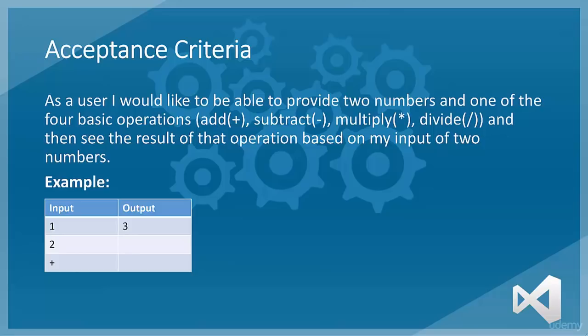We have three inputs. Two of them are number inputs, and then we have an operation. And then our output is a result of that operation based on the two inputted numbers. Now, one more thing. It is not very clear in our acceptance criteria whether we also need to add support for the words add, subtract, multiply, and divide instead of just taking care of the symbols. The reason why I made this nebulous is to make this point.